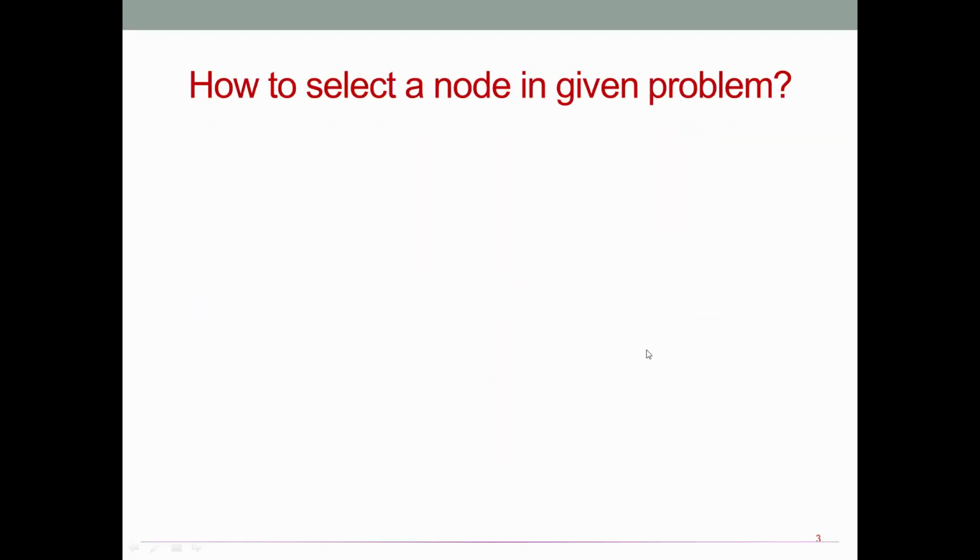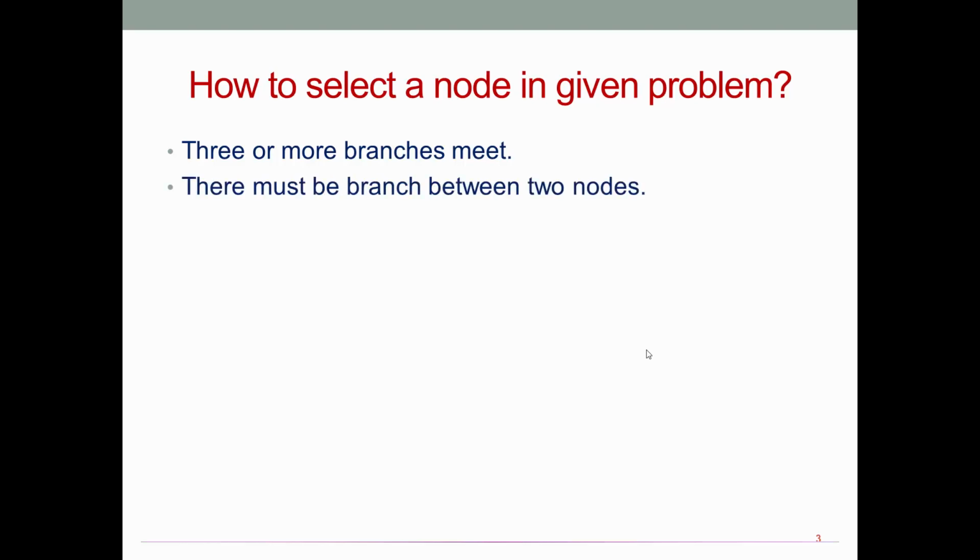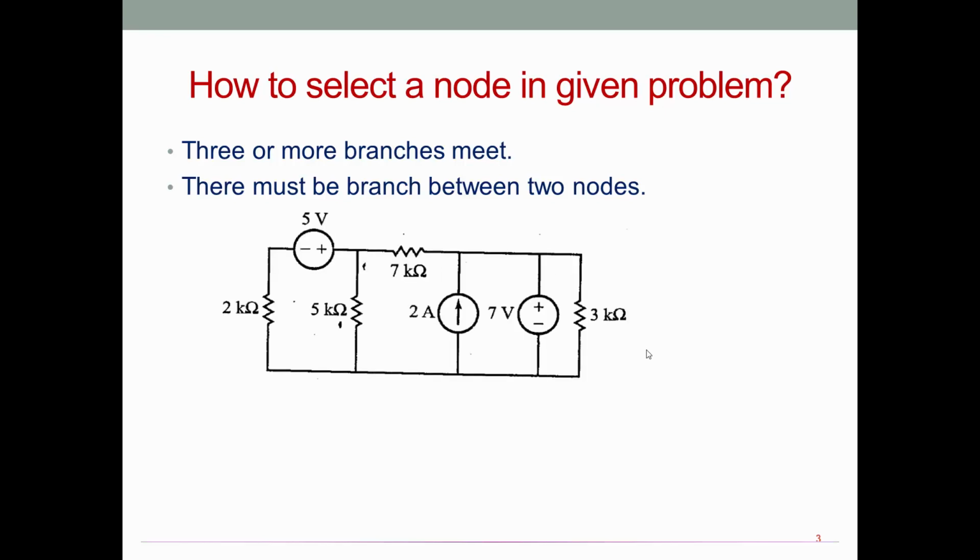How to select a node in a given problem? It's very important. We have to choose appropriate node such that you can easily solve the problem. There are simple guidelines here. One is three or more branches meeting together. As I said earlier in the previous slide, there must be a branch between two nodes. This is another important criteria to choose a node. Say for example, I am choosing nodes of the given circuit. Remember, I am going to select only principal node for solving nodal analysis.